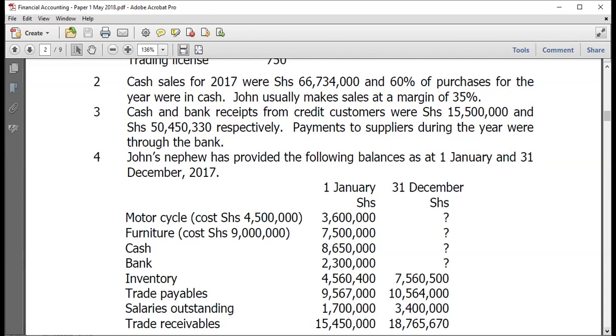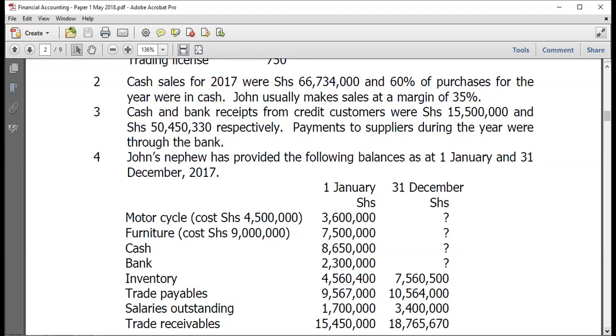And then the other is cash. Cash is 8,650,000. They have only given us the beginning cash, what we started with. The same thing with bank. They have also given us 2.3. Now, wherever you see a question mark, it means that we should actually find out what those figures are. Okay, so it's important for us to understand.